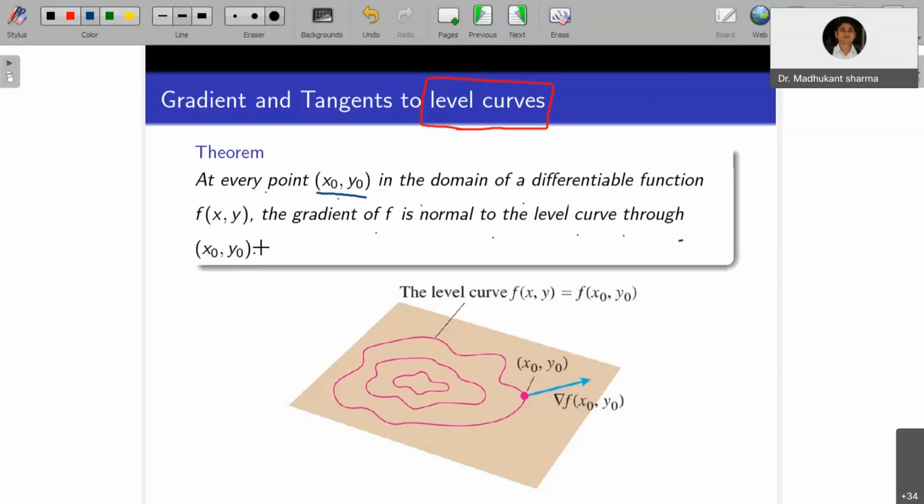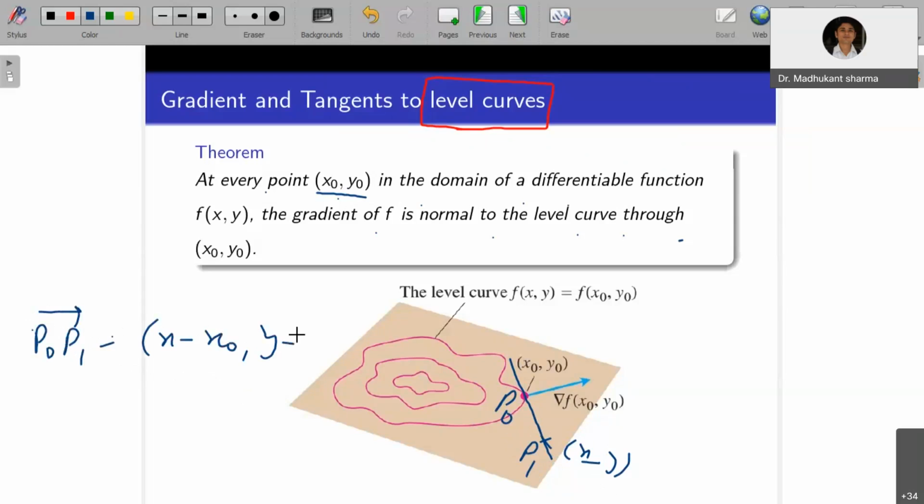Not only that, it will also help you to identify the tangent line passing through x naught, y naught. In the tangent line, you take any point. This x naught, y naught is one point, and another point is, let's say, x comma y. You can name this p naught and this p1. So the vector p naught p1 is going to be x minus x naught and y minus y naught.